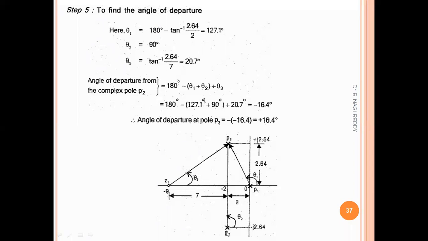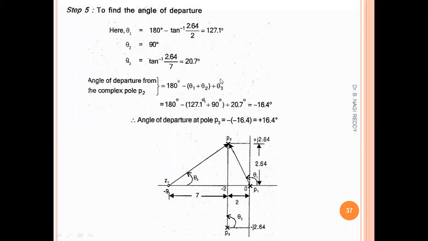right? So we have two poles, P2 and P3. P2 is a complex pole and P3 is also a complex pole, which are conjugates, not only complex, right? So to calculate the angle of departure, we have an equation: 180 degrees minus the sum of angles of the poles plus the sum of angles of the zero.